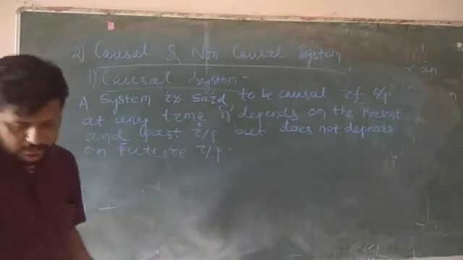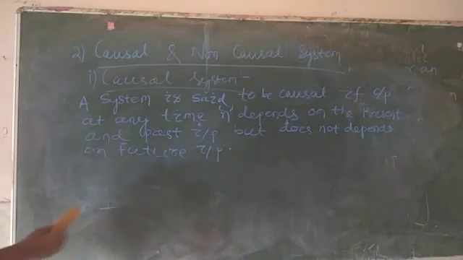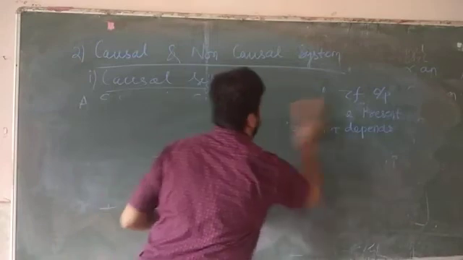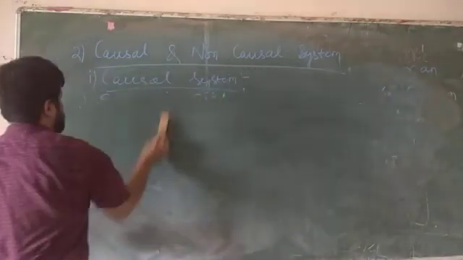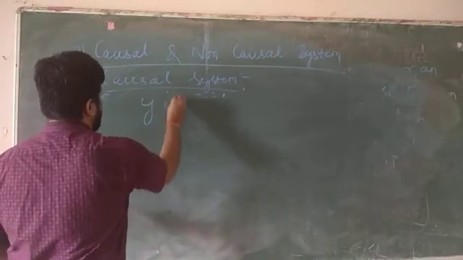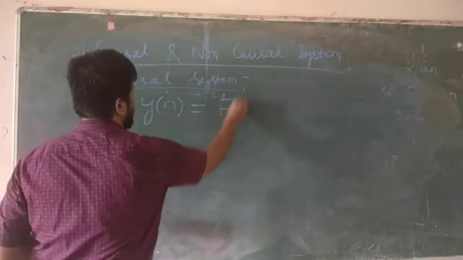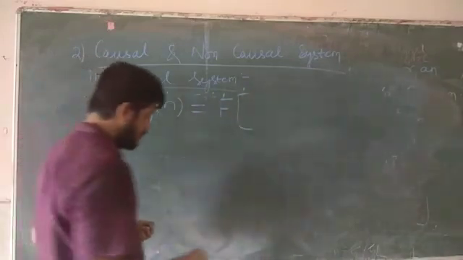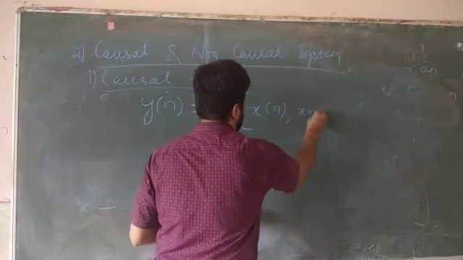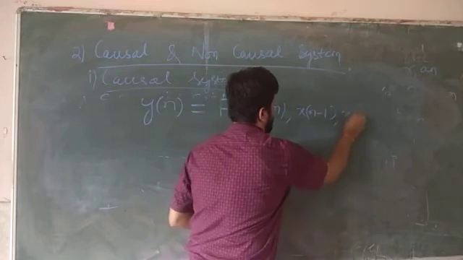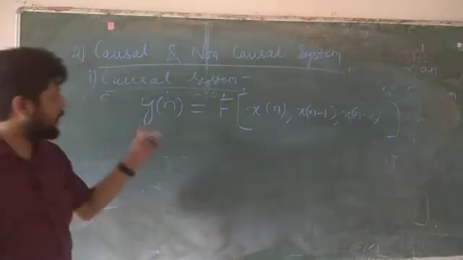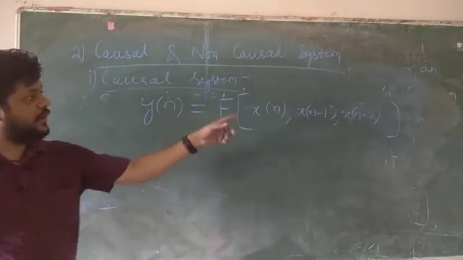So how to write this mathematically? So this is very, very important. So mathematically you have to understand also the definition. So how to write this? Suppose the output y of n. So mathematically y of n is a function of x of n, x of n minus 1, x of n minus 2, like that. So that's how it depends.